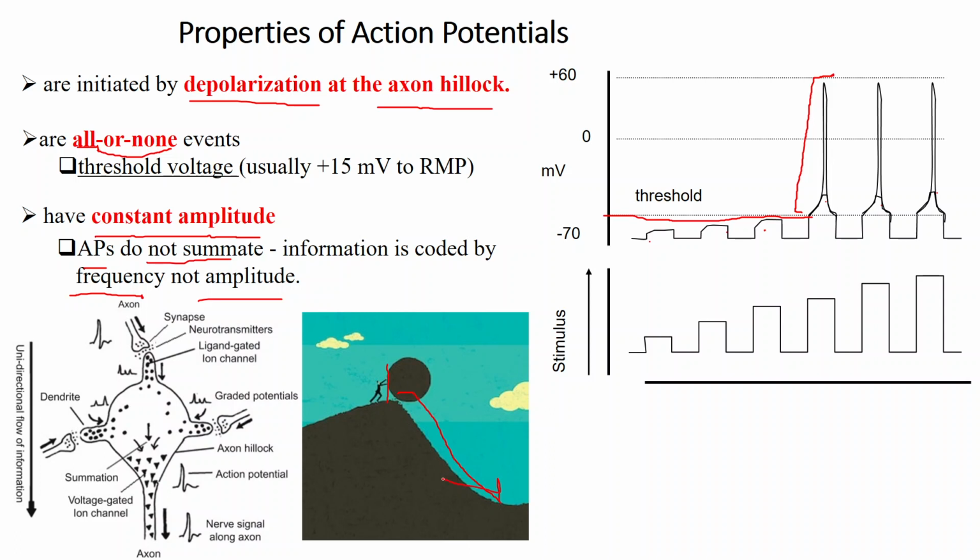Is all clear? So the threshold is around positive 15 millivolt relative to the resting membrane potential, okay? So if the resting membrane potential is negative 70 millivolt, then the threshold would be around negative 55 millivolt, okay? All clear?